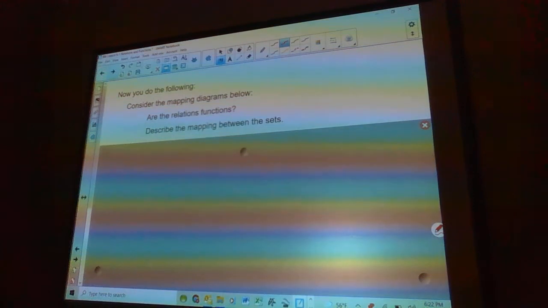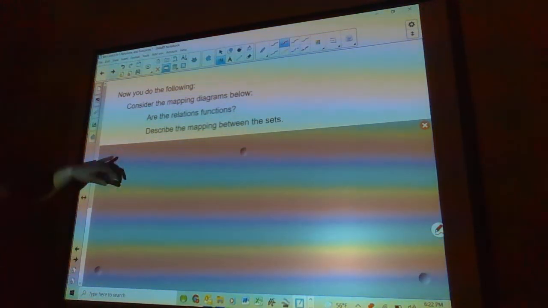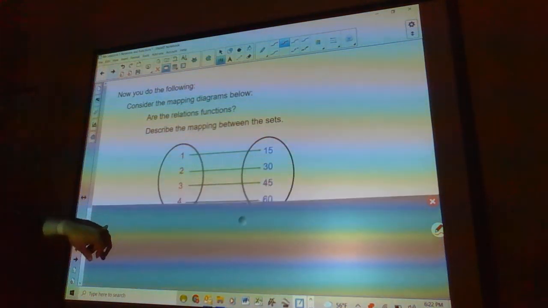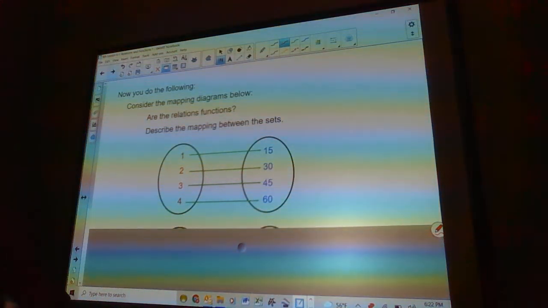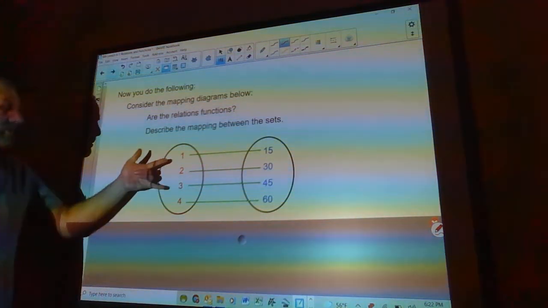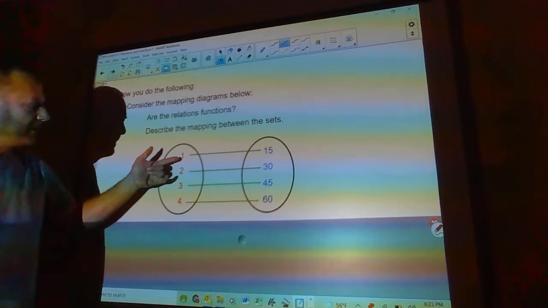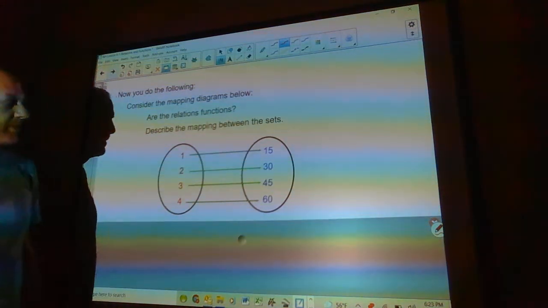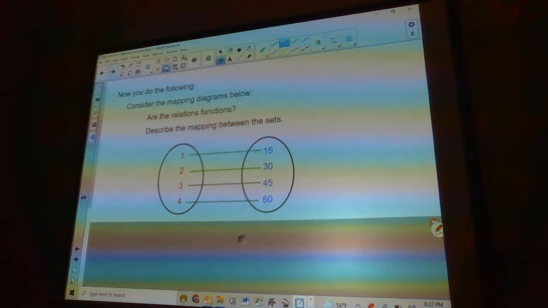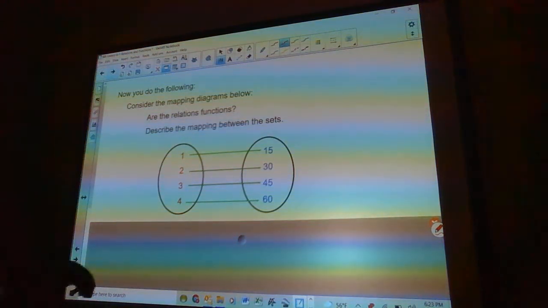Okay, so consider the mapping diagrams below. Are the relations functions? Describe the mapping between the sets. So this is super easy. Anytime you have, this is 1 to 1. Anytime you have one thing here to one thing over there, that thing's going to be a function. So this one's a function.